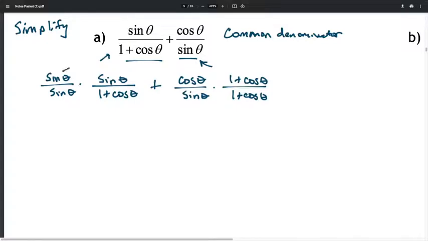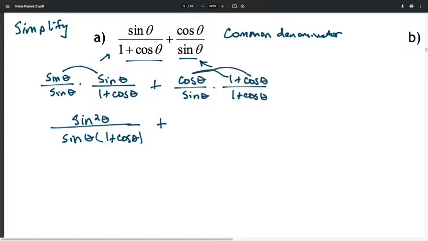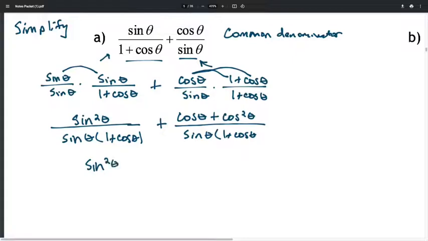Then I'm going to multiply straight across. Sine times sine is sine squared theta. On the bottom, I'm going to leave it as sine theta times 1 plus cosine theta. On this one, I'm going to go ahead and distribute that cosine through there, so that gives me cosine theta plus cosine squared theta, all over that common denominator. So now that I have a common denominator, I can combine the numerators. So we have sine squared theta plus cosine squared theta all over that common denominator.